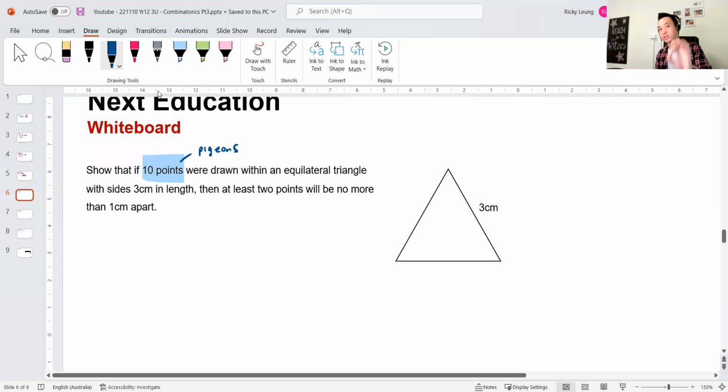Because I'm drawing 10 points there, right? In an equilateral triangle with sides that, then at least, let's see, at least 2 points will be no more than 1 centimeter apart. That 1 centimeter apart is actually the thing that inadvertently tells you what your pigeonhole is. I'll explain what I mean.